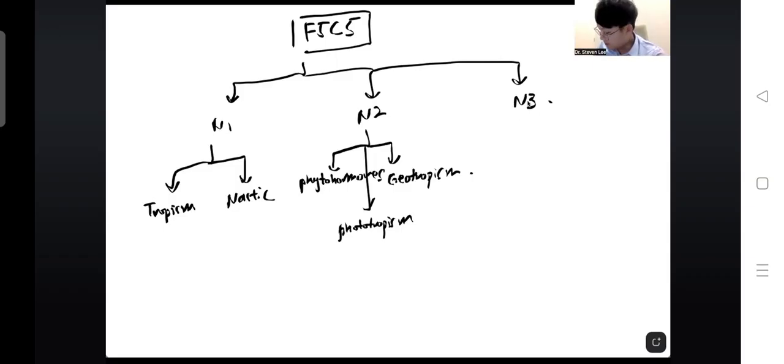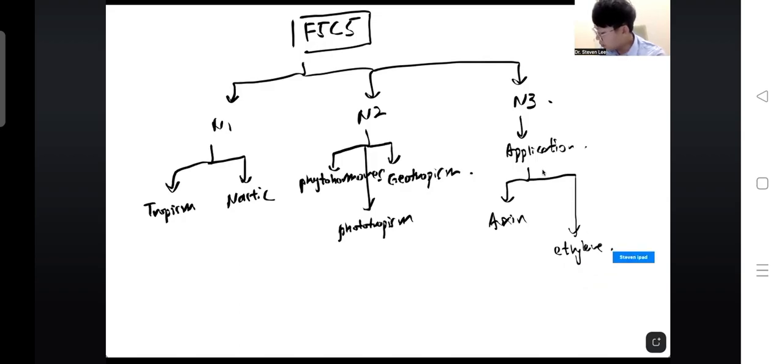Note 3 is on the application of the phytohormones. Of this, there are two important hormones that we are going to learn: one is auxin, two is ethylene. Last week, we have already talked about ethylene, so today we are going to talk about auxin first. And of course, some other applications of other hormones, but the most important ones will still be auxin as well as ethylene.